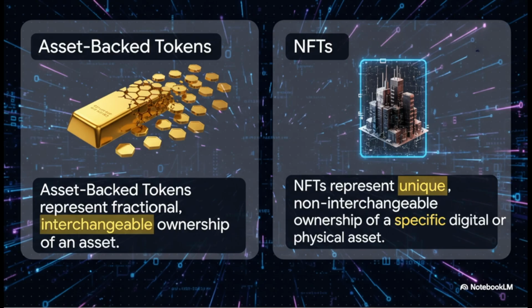Think of it this way. Asset-backed tokens are all about owning a share of something. They're interchangeable, like dollar bills. NFTs are about owning a specific, unique thing. They are not interchangeable, like the Mona Lisa. Both are about ownership, just in two totally different ways.